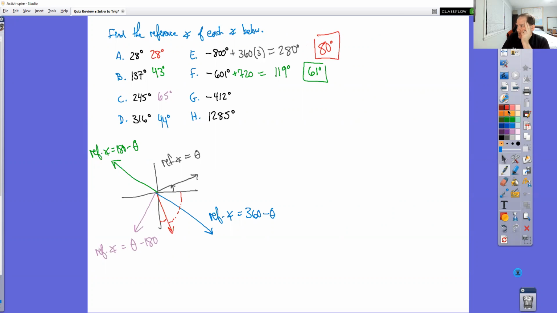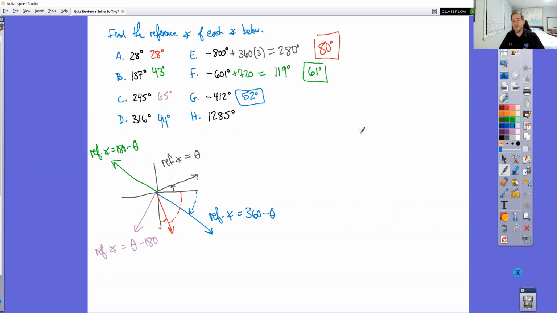All right, 412. Well, add on 360. You get -52. And the good news about that is -52 in quadrant 4, the answer is just going to be 52, because -52 is just 52 units away. So obviously the distance between the x-axis and the terminal ray is 52. So this guy's 52. It's kind of an easy one.